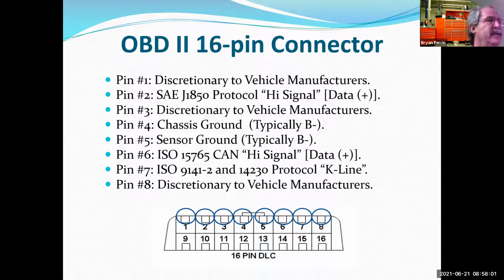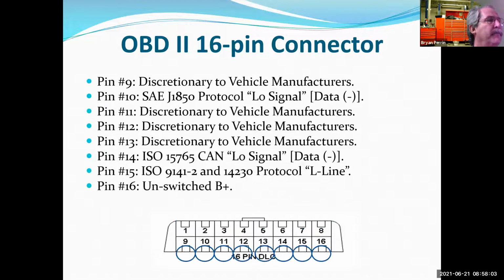Pin 8 is up to the manufacturer. Pin 9, again, up to the manufacturer. Pin 10, as I discussed, is the second half of our J1850, so Ford used that. 11 and 12 are discretionary. 13 is discretionary. 14 is low CAN. 15 was optional to go with the ISO 9141 protocol. Some manufacturers used a 2-wire system. And pin 16 is battery power.